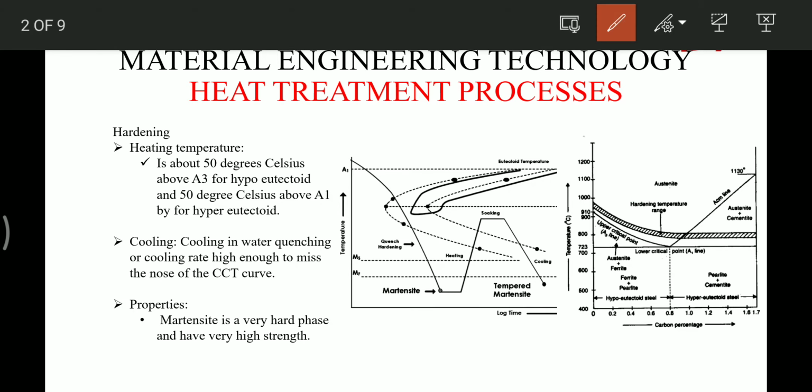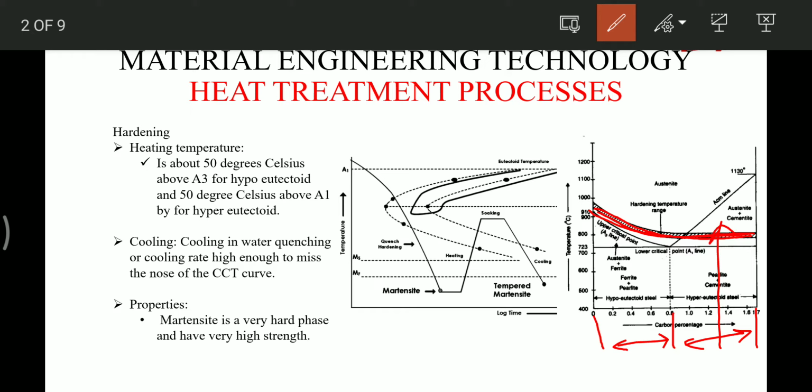So friends, hardening is basically carried out at a temperature about 50 degrees Celsius above A3 and 50 degrees Celsius above A1 temperature. As you can see, this region is the temperature region for hardening. For hypoeutectoid steel it is heated above A3 temperature, and for hypereutectoid steel it is heated above A1 temperature.